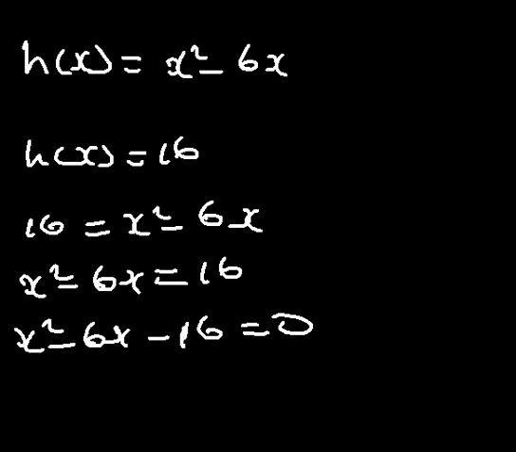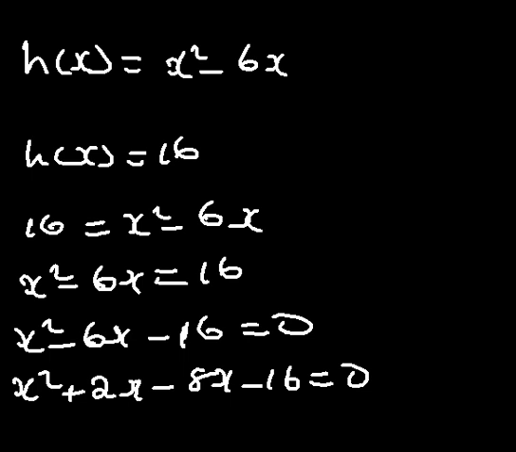So we'll have x squared plus 2x minus 8x minus 16 equals 0. If you tend to forget how to solve quadratic equations using the factor method or whichever method, just refer to the previous lessons about this. Just check, or I'll provide the link in the description below and in the comment section.